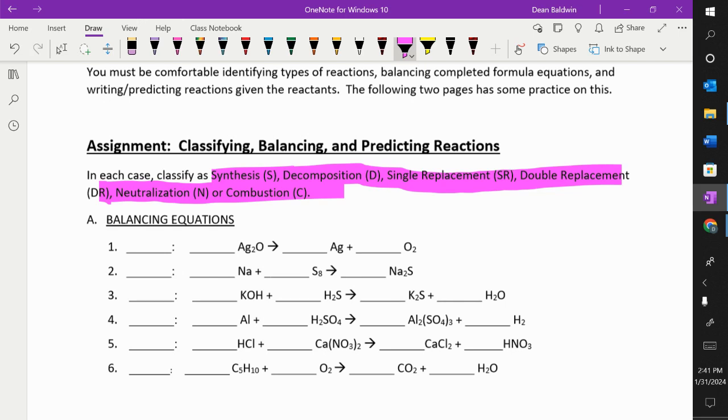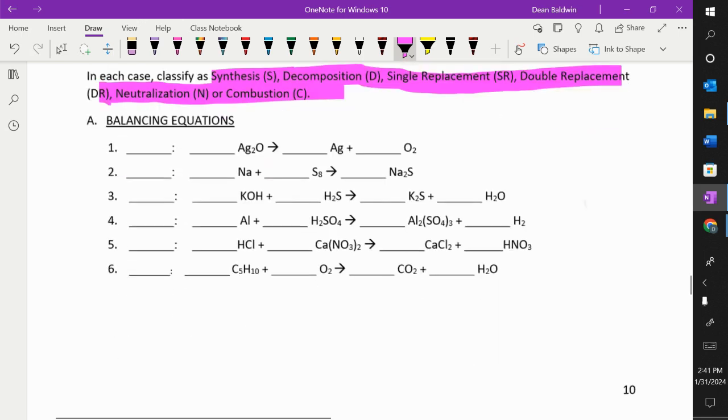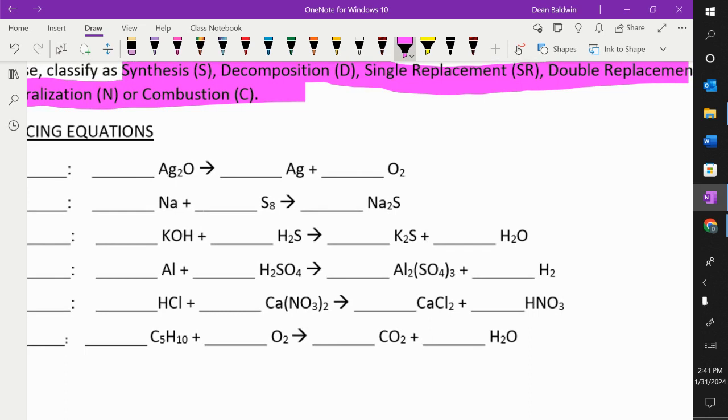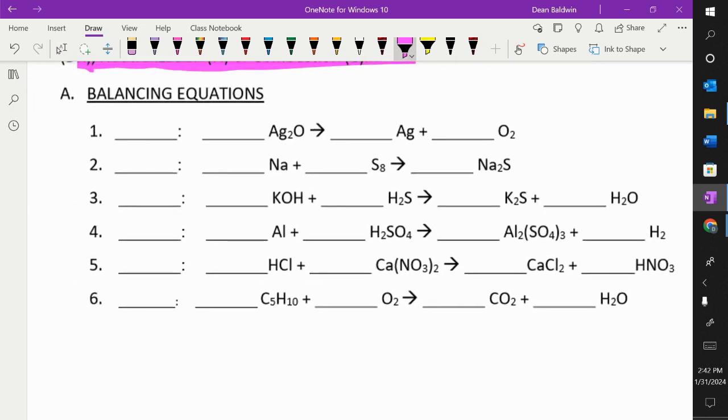Synthesis. What's a synthesis reaction? Two things become one. You're creating something. So, do any of these have two things go into one thing? The second one, sodium and sulfur form sodium sulfide. So this is a synthesis reaction. Okay. But just like every chemical reaction, you have to balance it.